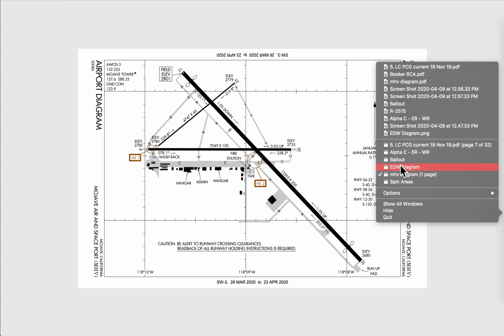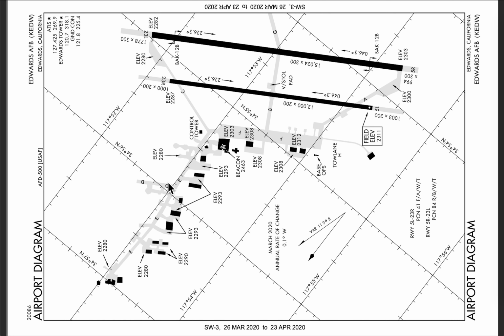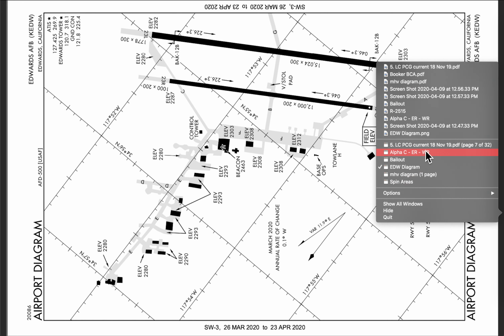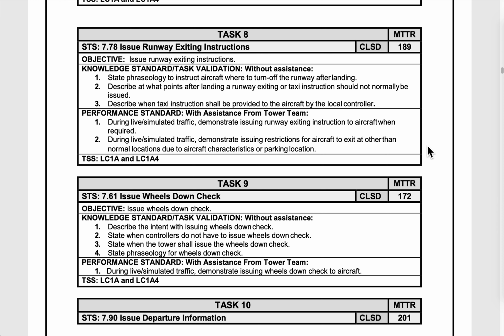For Edwards, that's going to come up when you have an aircraft landing on runway 23 left, and local control owns runway 23 right, and then you're going to have them exit and give them taxi instructions of holding short or crossing because it's on your runway. You control the access to those runways. That's task 8. Now we're going to task 9.